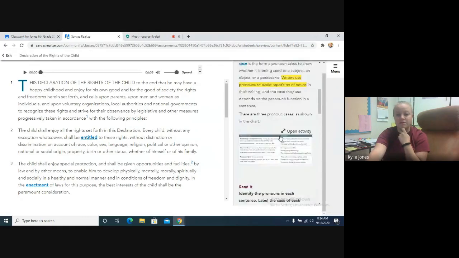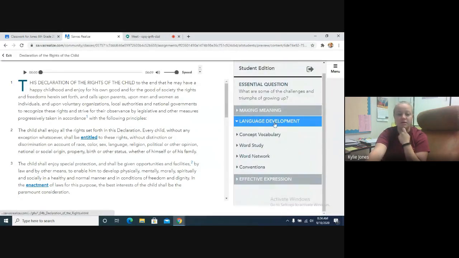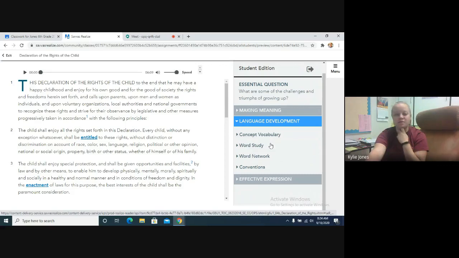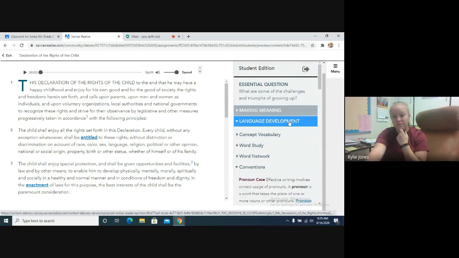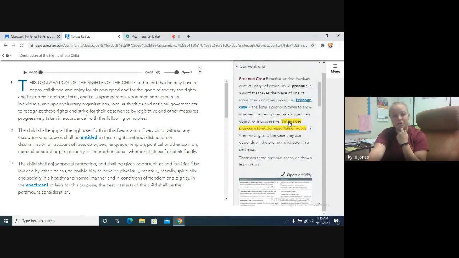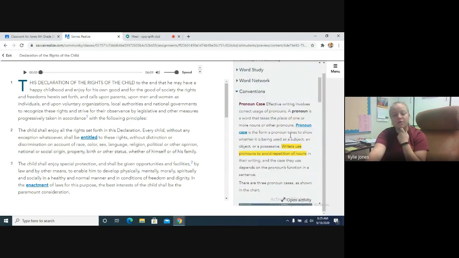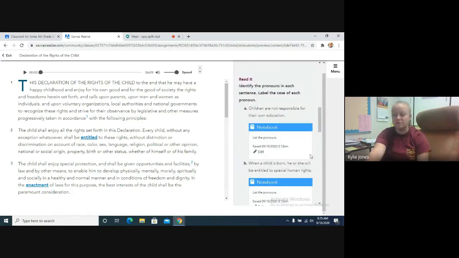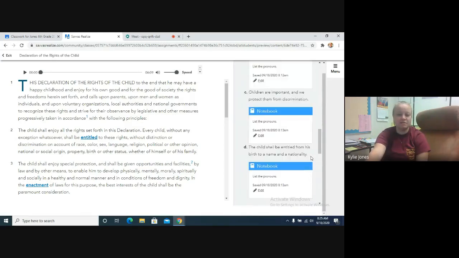Okay, for those of you that are just getting here, it's totally fine. We are in the Declaration of the Rights of the Child under the second tab, Language Development, and we skipped concept vocabulary, word study, word network, skipped those, and went straight to conventions. We read through, talked about pronouns, and we're just working on the activity. You might have to go back and finish it up later because we're gonna stop in just a couple minutes, just so you know.